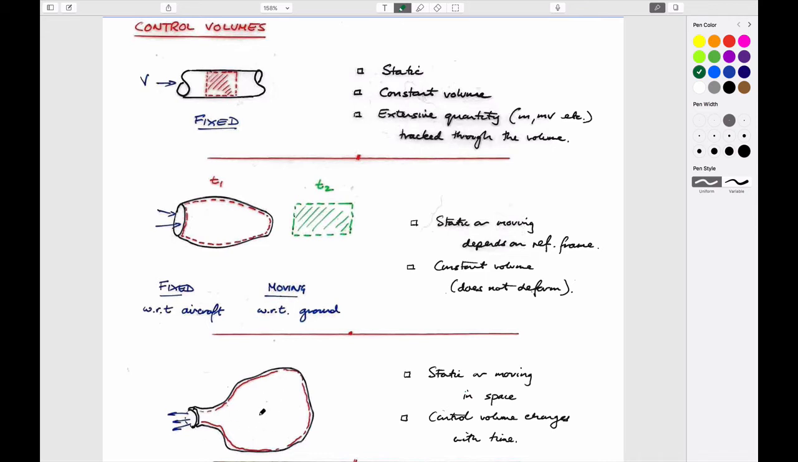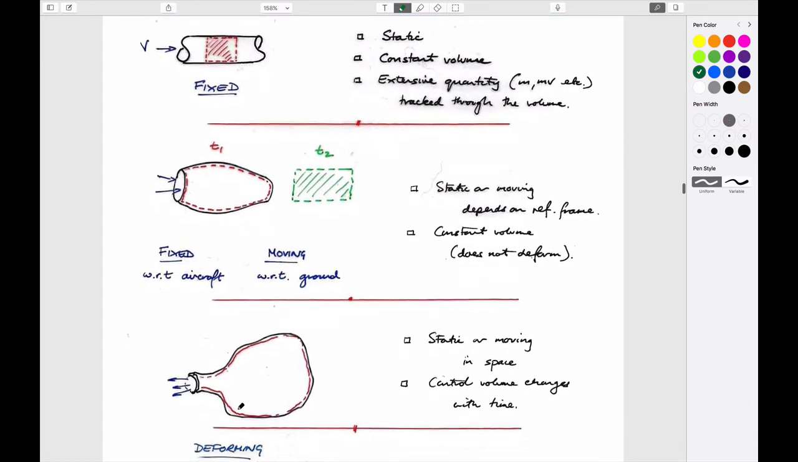And the third one is one that moves and also deforms. The classic example of that would be blowing up a balloon and just letting it go and letting it zip through the air. It loses mass as it kicks it out through the bottom, and it also moves in space. So those are the three kinds of systems that we can think about when we look at control volumes.